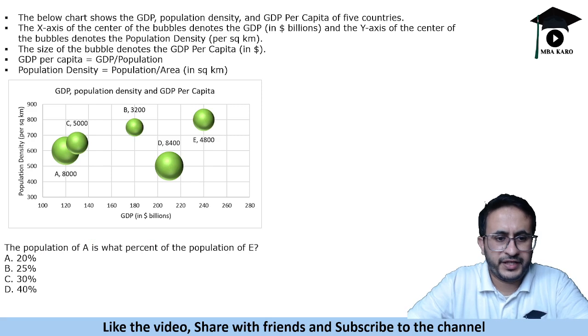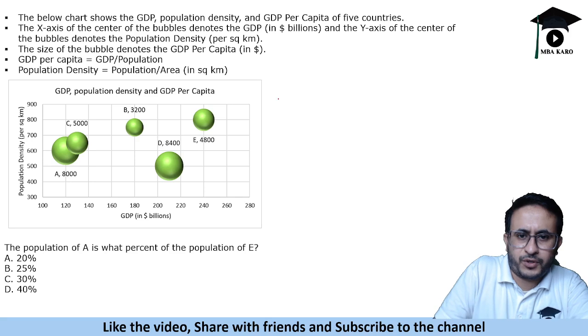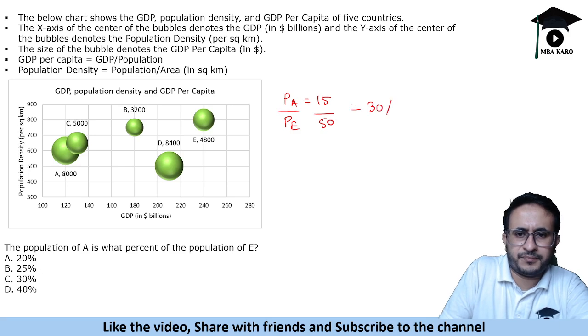The population of A is what percent of the population of E? So we calculated these populations. The population of A is 15 million and the population of E is 50 million. So the ratio is 30%.